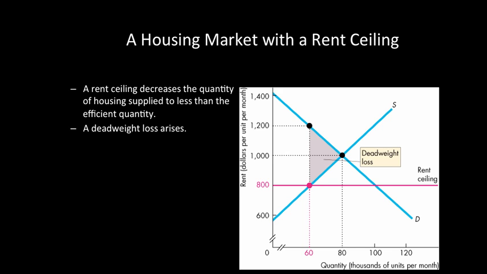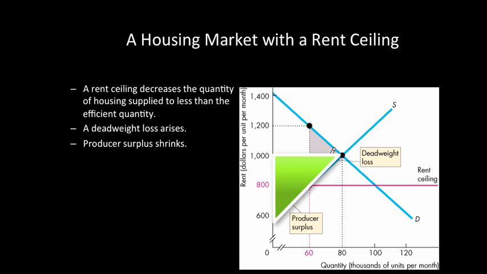What is the change in the producer surplus? The producers are now supplying 60,000 units at a price of $800. So the producer surplus is the area below this $800 and above the supply function, represented by this triangle here. What we see is that the producer surplus is much lower than before the rent ceiling was imposed, which was the area below the $1,000 and above the supply function. So the producer surplus has shrunk by a lot.